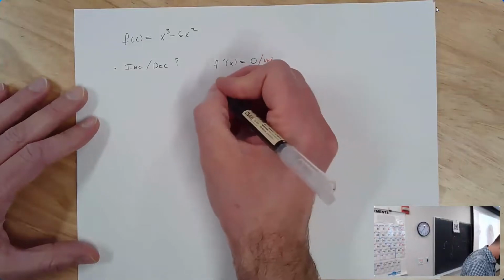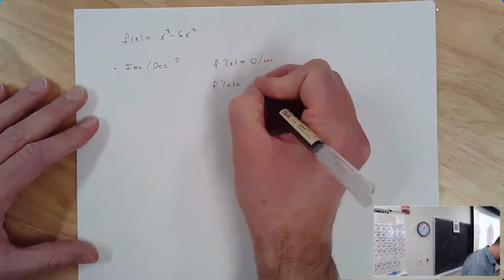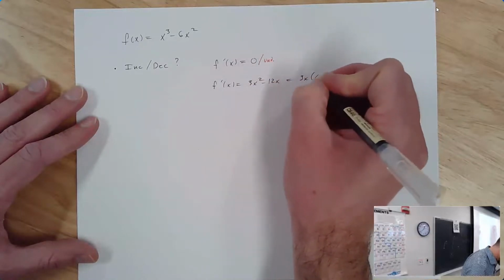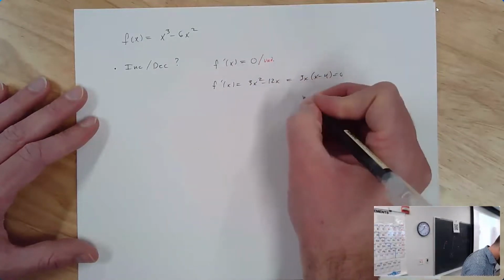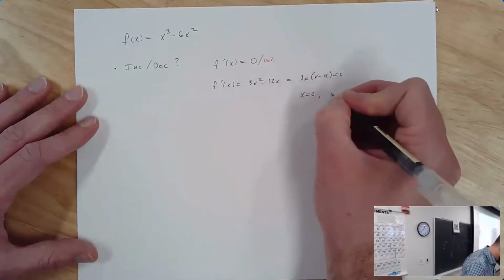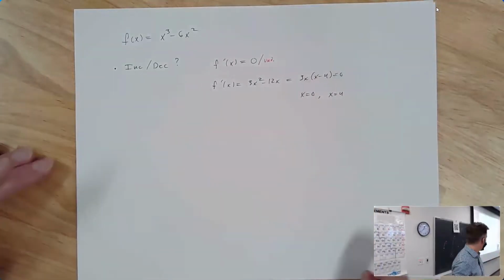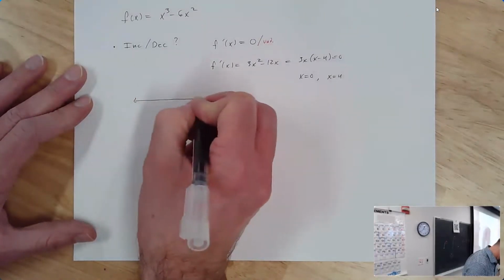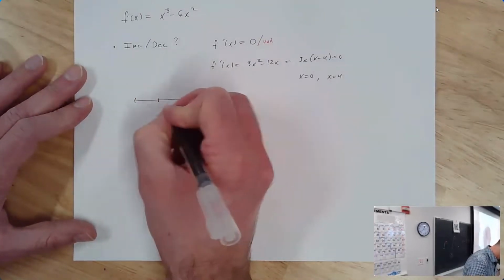Okay, so I'm taking my derivative. I already did this before. It's going to be 3x squared minus 12x, which factors as 3x times x minus 4. And we end up getting x equal to 0 and x equal to 4. And then I'm going to put those numbers on the number line in the correct order.